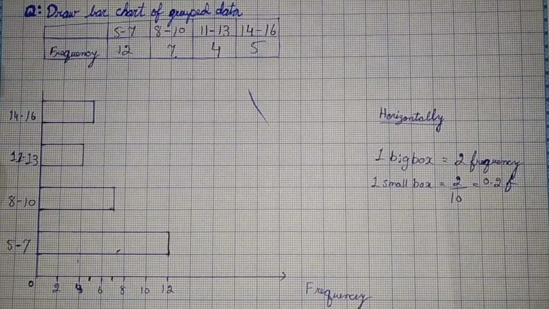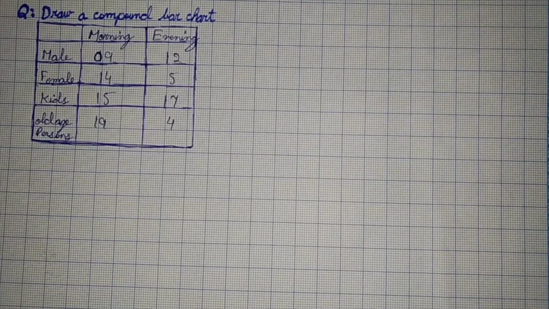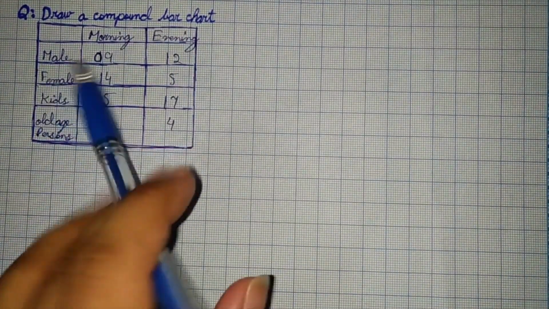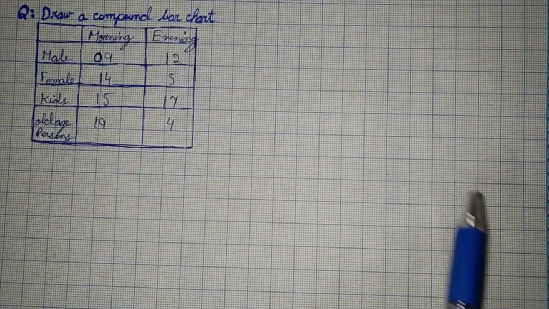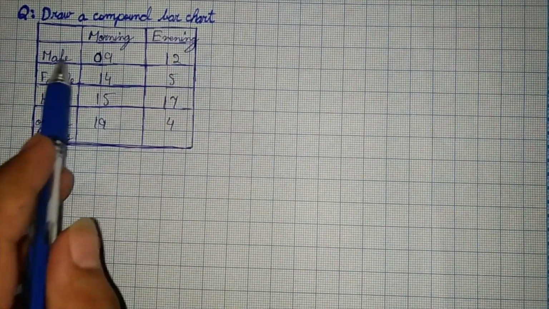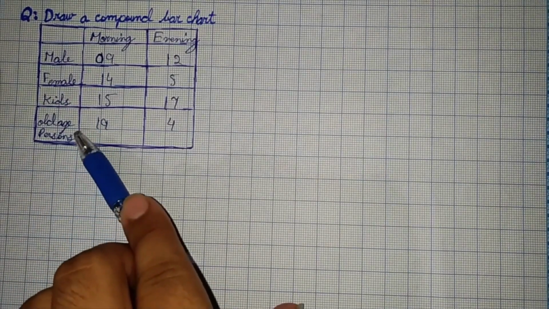Now we will see a compound bar chart. Here we have a question related to a compound bar chart. We are given some data and we have to draw a compound bar chart. We are provided with data for males, females, kids, and old age persons.